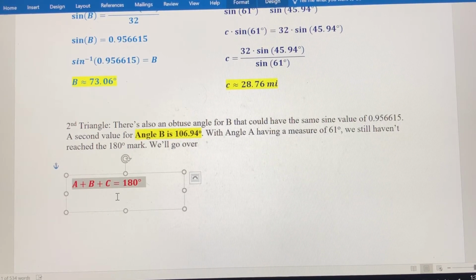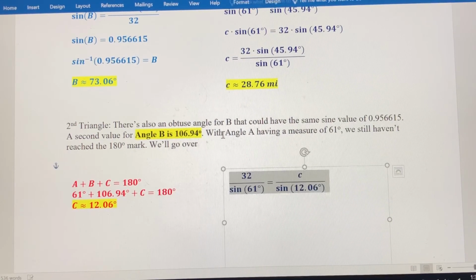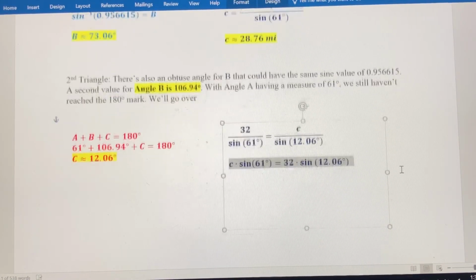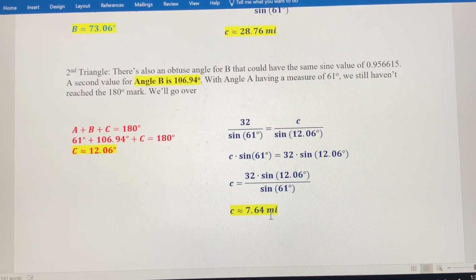We've got angle A and angle B, so we can find angle C using geometry. Now angle C is going to be a little bit different as well. We've got 12.06 degrees. If we add 12.06, this 106.94, and the given 61, we get to 180. So that's why a second triangle can exist here. Now we're going to use the law of sines to find side C. So 32 over sine 61 equals C over sine of 12.06. Cross multiply, divide by sine 61, and then use your calculator to evaluate the side length for C. In the second triangle, side C is going to be 7.64 miles.